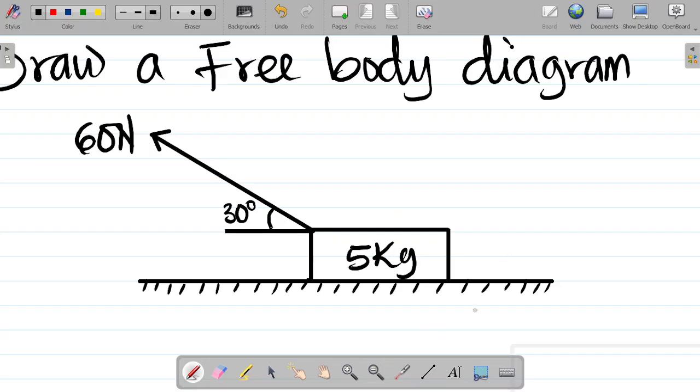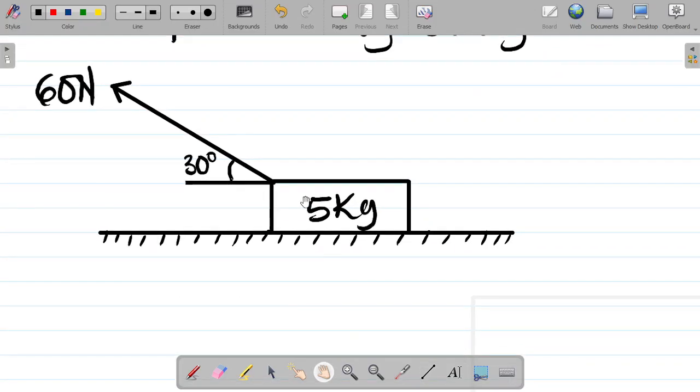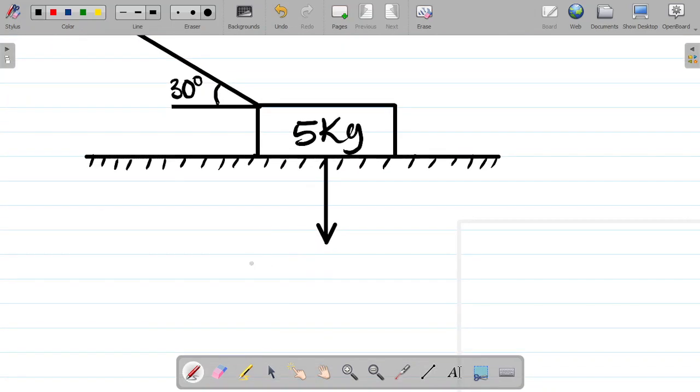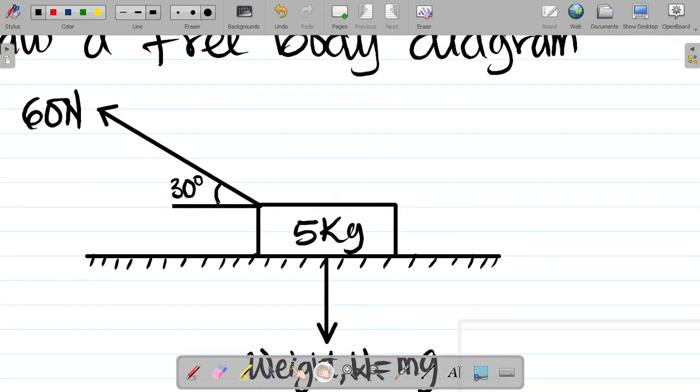Now, in putting the free body diagram here, all I have to do is this. If I have a mass here as 5 kg, what are the forces acting here? The first thing is, of course, the weight. Weight will act downwards like this. Let me call this W, and it's equal to mass times gravity. Of course, that's how we calculate weight, M times G.